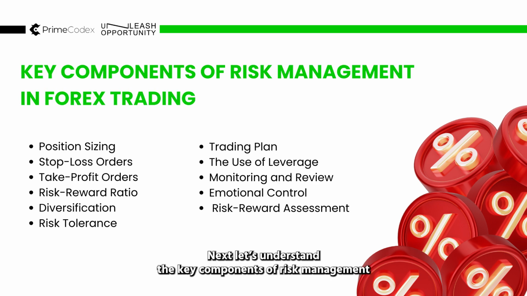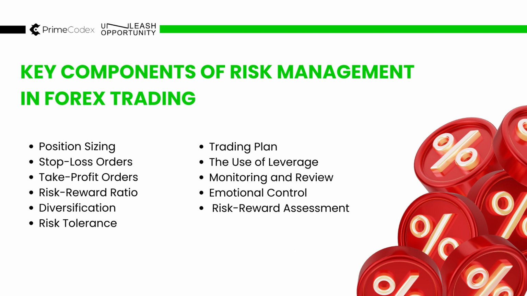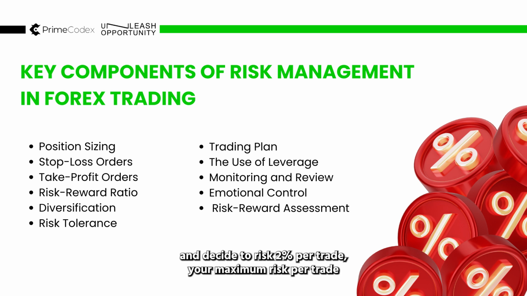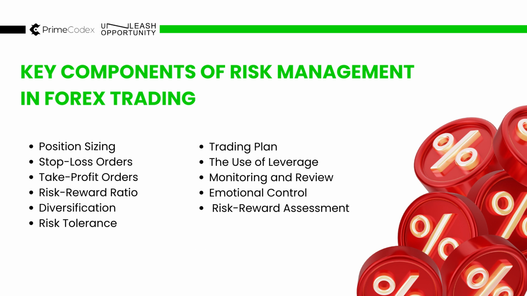And next, let's understand the key components of risk management in forex trading. First is position sizing. Determine how much of your capital you're willing to risk on a single trade. This is often expressed as a percentage of your total capital, typically ranging from 1 to 3%. For example, if you have a $10,000 trading account and decide to risk 2% per trade, your maximum risk per trade would be $200.